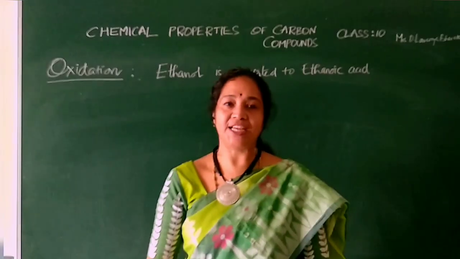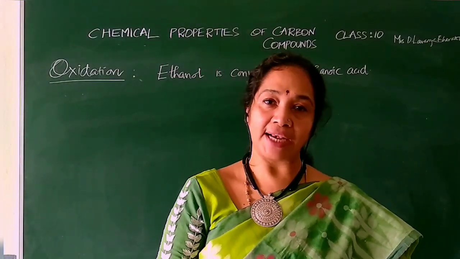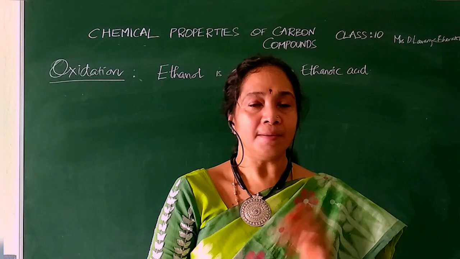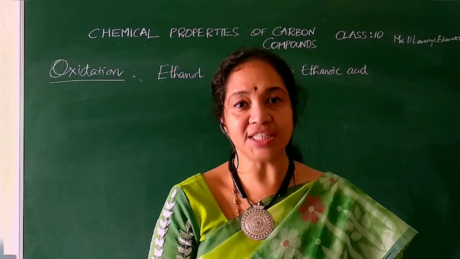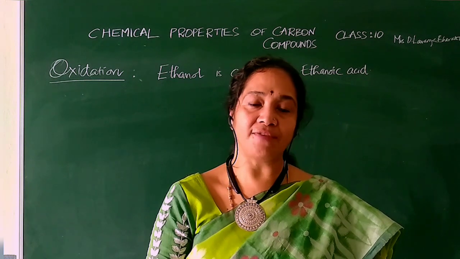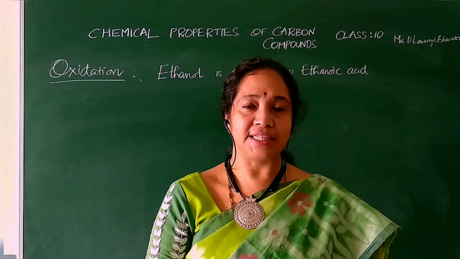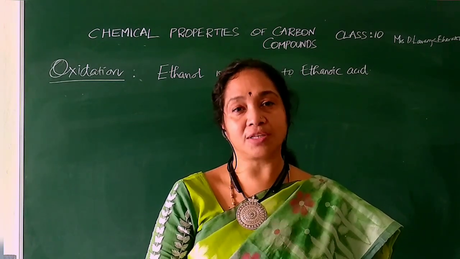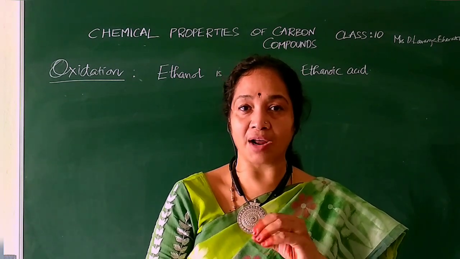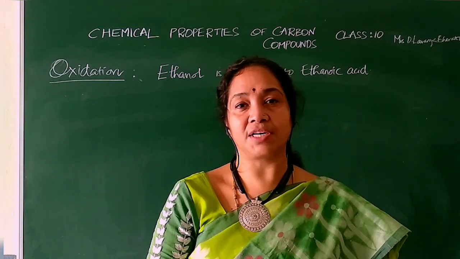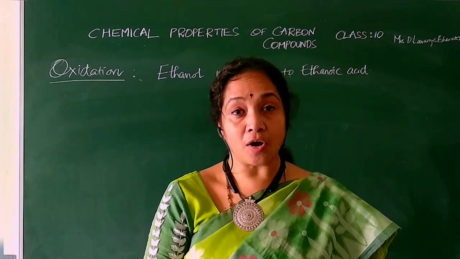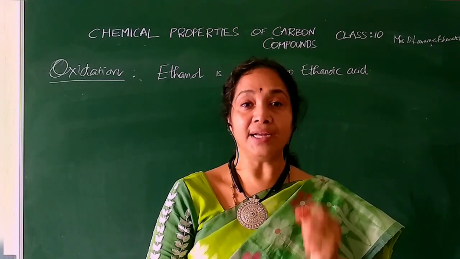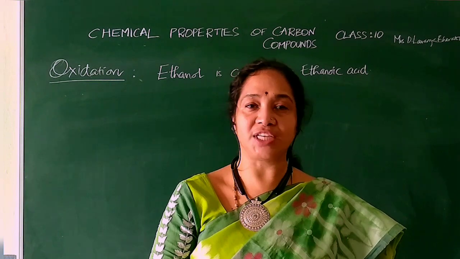The next chemical property is oxidation. Oxidation of alcohols to carboxylic acids. Alcohols can be oxidized to carboxylic acid by treating them with certain oxidizing agents, namely alkaline KMnO4 or acidified potassium dichromate. What are these? These are the chemical substances which release nascent oxygens. Atomic oxygens are released, and these atomic oxygens are added to alcohol, and alcohols are converted to acids. Like here, ethanol is converted to ethanoic acid by treating ethanol with alkaline KMnO4 or acidified K2Cr2O7.